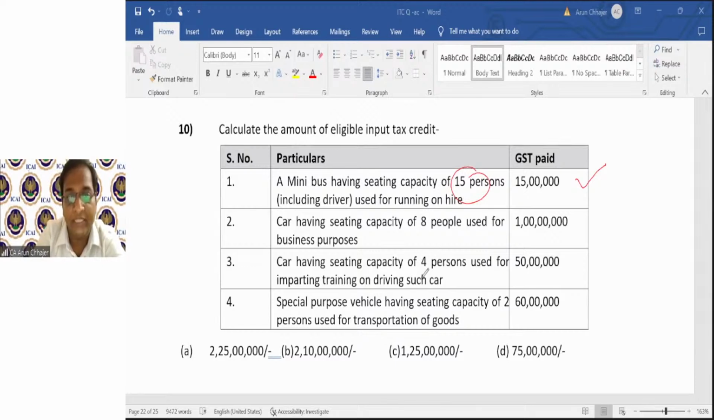Car having the seating capacity but used for imparting the training, because of the exception, ITC allowed. Transportation of goods, ITC allowed. 50 plus 60 crore, 10 lakh, 1 crore, 25 lakh. So the right answer is C.